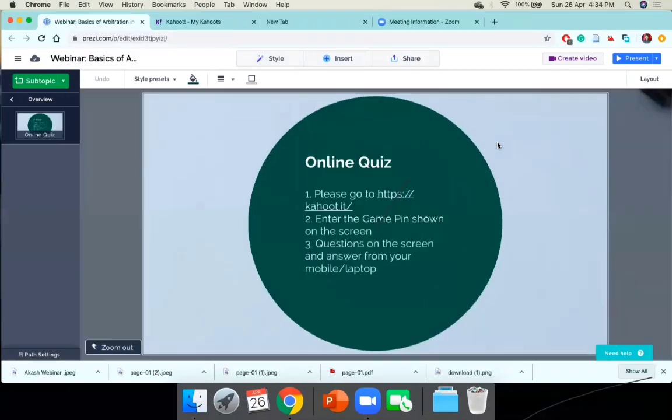With respect to the quiz, I want you to go to this website called kahoot.it, and I'll show you the pin which you have to enter, and then we'll play the quiz. This is how it works. You'll see the questions on this screen, and you have to answer from your mobile phones or any other device through which you are logging in.